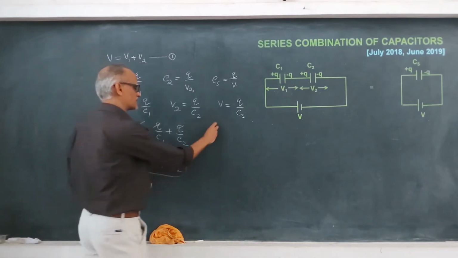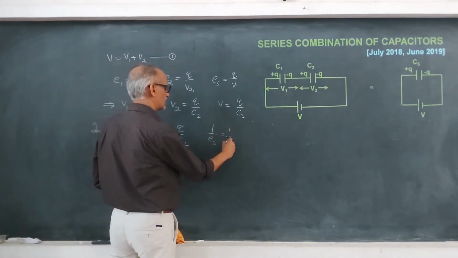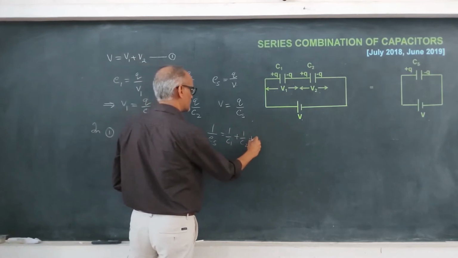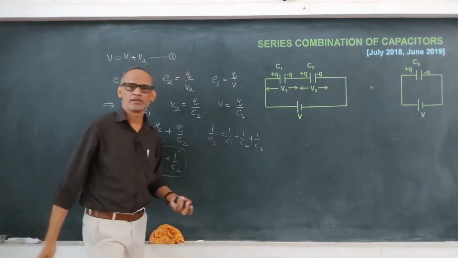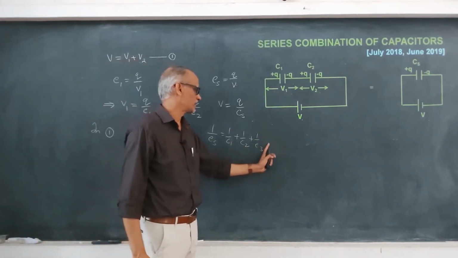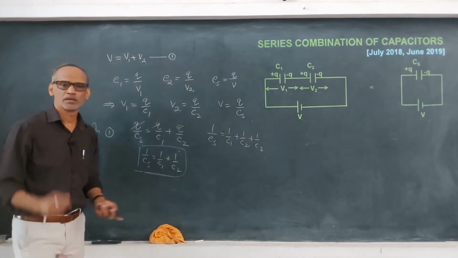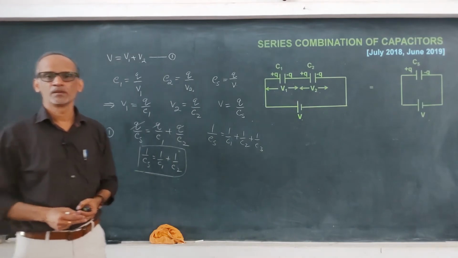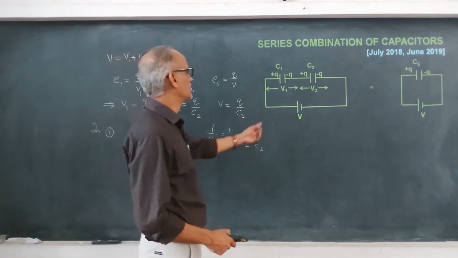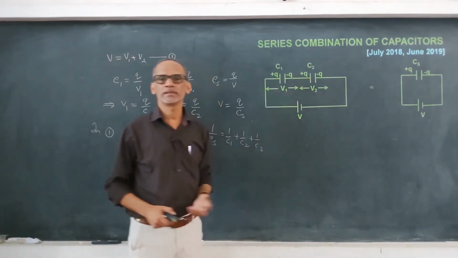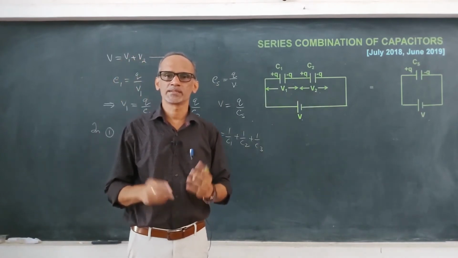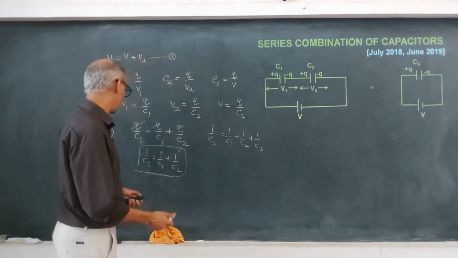If there are three capacitors, write like this: 1 by CS is equal to 1 by C1 plus 1 by C2 plus 1 by C3. If there are 4, add one more, plus 1 by C4, and so on. What we have derived is for two capacitors only. So in series combination, which quantity is the same? Charge on each capacitor is the same. So that is the point which you have to remember.